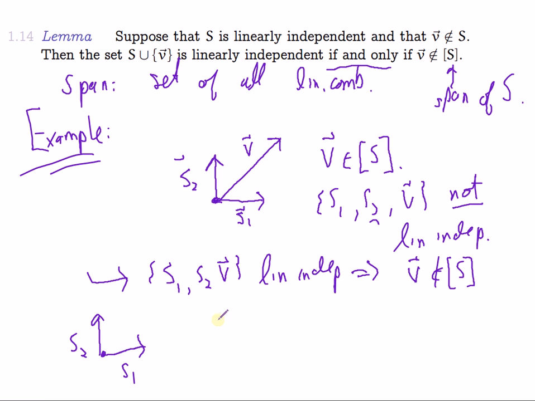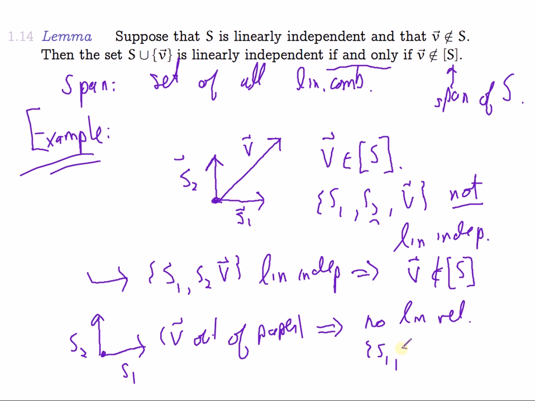On the other hand, if we take S1, S2, and if we take V out of the paper, in other words, V is not in the plane determined by S1 and S2, well, there's no way to take a combination of S1, S2, and V that will give 0, unless you take all the coefficients equal to 0. Okay? So in this case, there's no linear relation for S1, S2, and V. And what does that mean? No linear relation is the same thing as saying they're linearly independent.